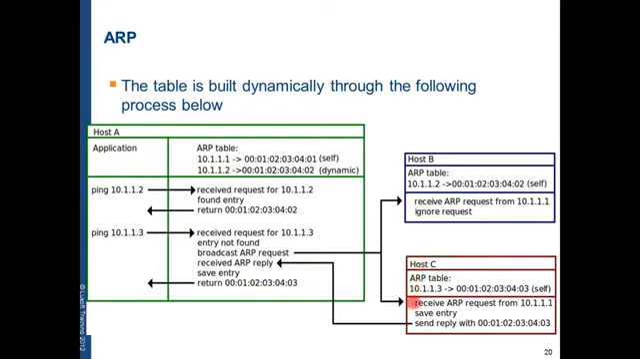Host C will receive the broadcast packet. It will see that it is for its IP. It will save the entry of host A, the MAC of host A, and it will reply with its own MAC. When host A receives the reply, it will save the entry in the ARP table, and it will return the requested MAC to the application. The ping application will populate the packet with the given MAC, and it will continue sending the packet in the usual mode. This is how we create entries dynamically in the ARP table using ARP packets.